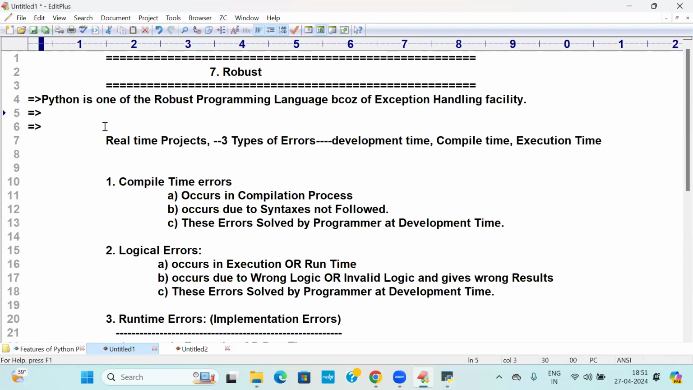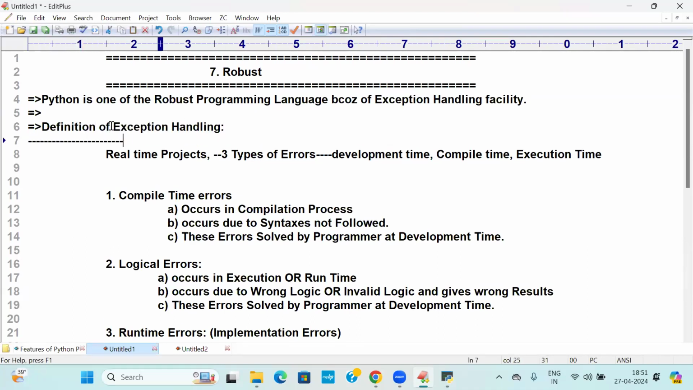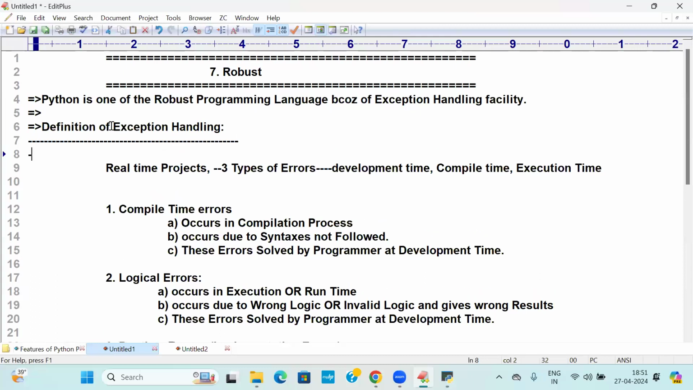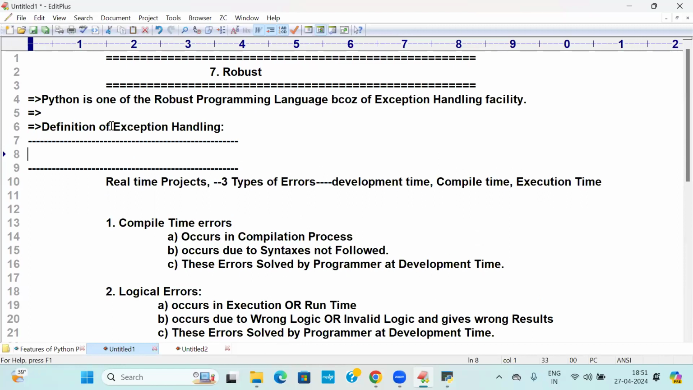Two things I want to tell you at this stage. Already you understood the meaning of exception handling. I will define it. Here I would like to give you two things: the definition of exception handling. I hope you are understanding. Tell me, what is the definition of exception handling you understood in my class?